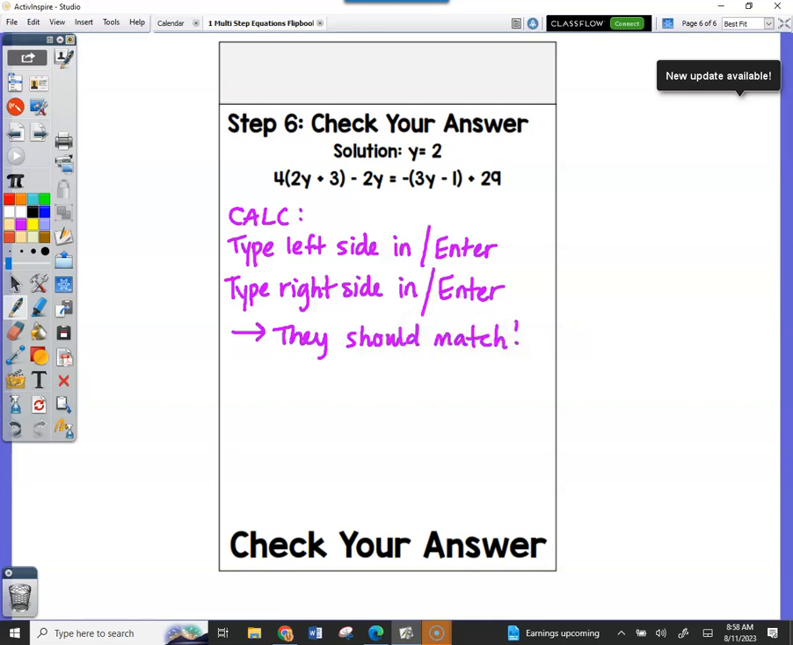If they match, you did it right. So, when you go to your calculator to type it in, everywhere there's a Y, you're going to type a 2 instead. So, for instance, 4 parentheses 2. Then don't type another 2 there. You do need to put times 2, right? Times 2 plus 3, close parentheses, minus 2 times 2, and then you'll hit enter. And you'll leave it. Doesn't matter what the number is, you'll leave it.